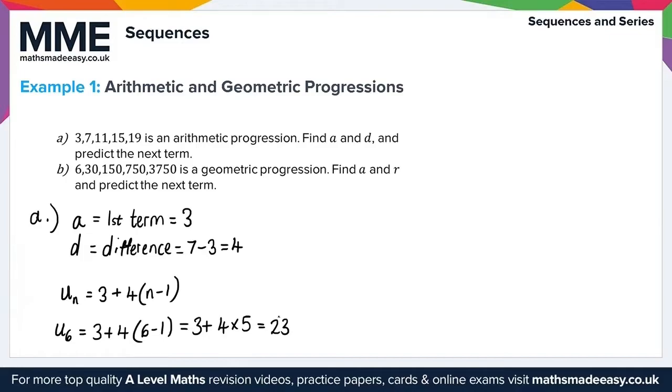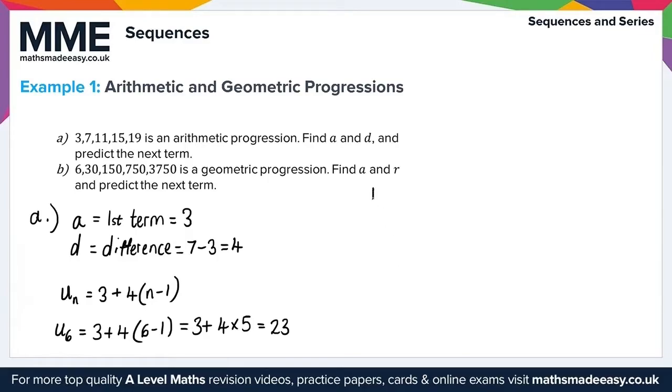Okay, I mean, we could clearly see here, if we add 4 to our last term here, which was the 19, and 19 plus 4 would give us 23. However, the magic of this here is we can easily work out, for example, the 50th term easily by substituting n equals 50 into that. Okay, so that's part A there.